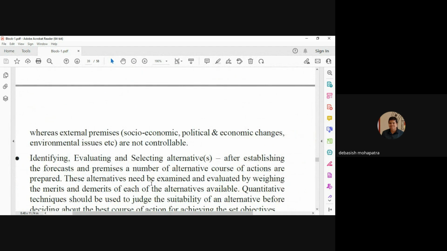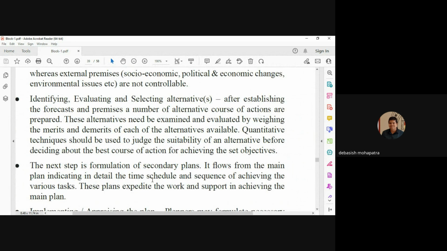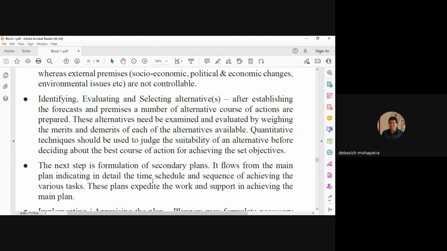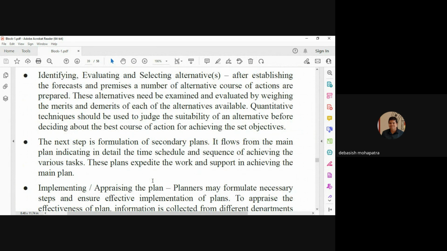Then identifying, evaluating and selecting alternatives after establishing a forecast and premises, a number of alternatives. The next step is formulation of secondary plans. It flows from the main plan, indicating in detail the time, schedule and sequence of achieving the various tasks.